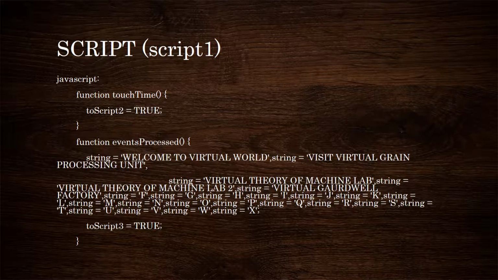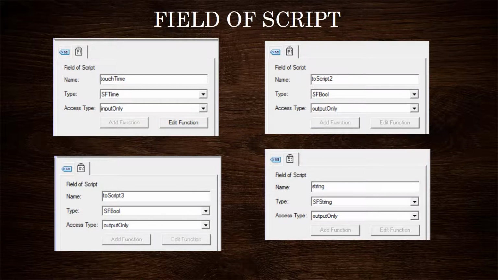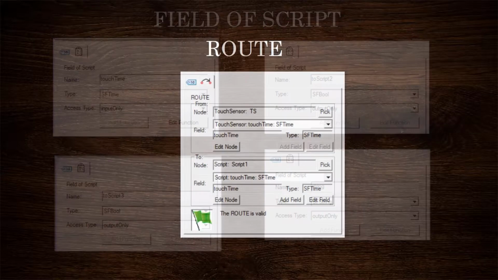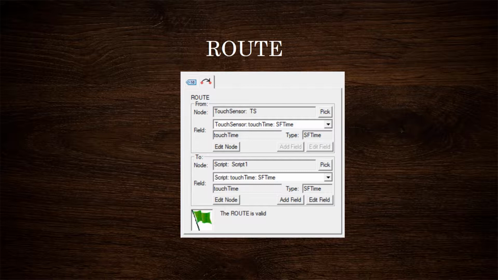For this, we will need two scripts. This is the first script, which is called script 1, which is like this. You can edit this script. It contains all the strings which need to be displayed. If you don't have the string, you just put numbers 1 2 3 4 or letters A B C D, like that. Then this will be the field of the script. There will be 4 fields like this. Then you have to create the route between the touch sensor and script 1.